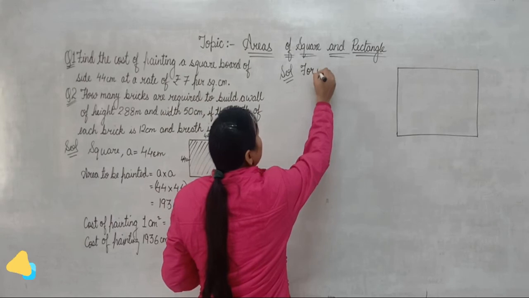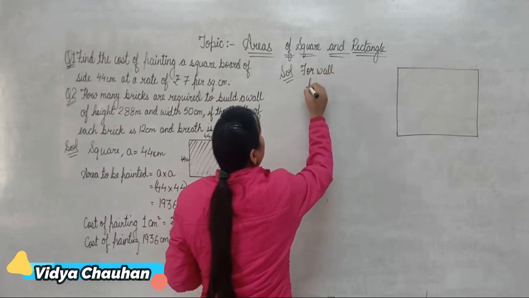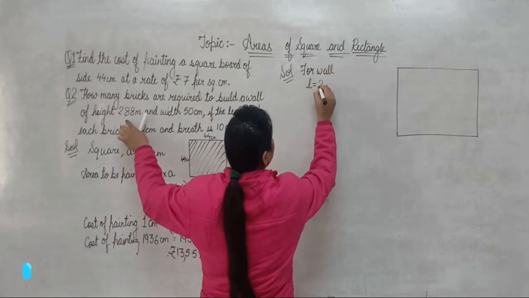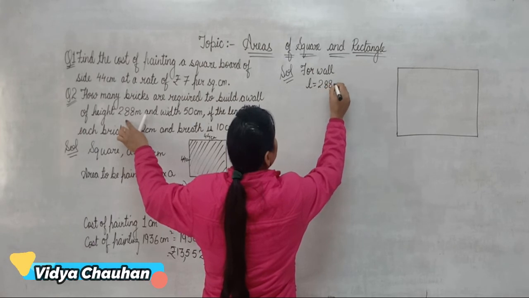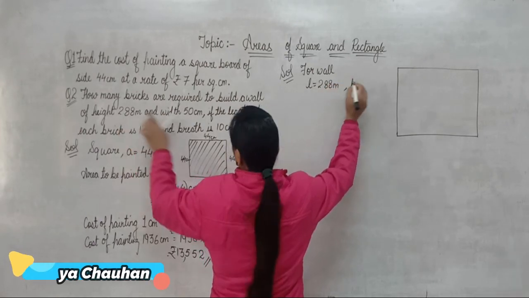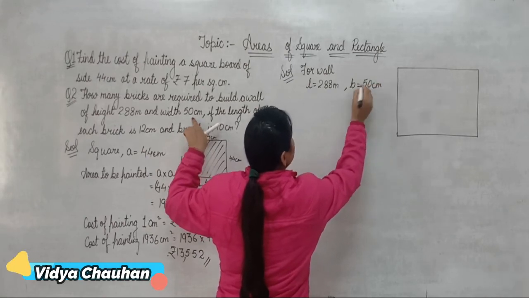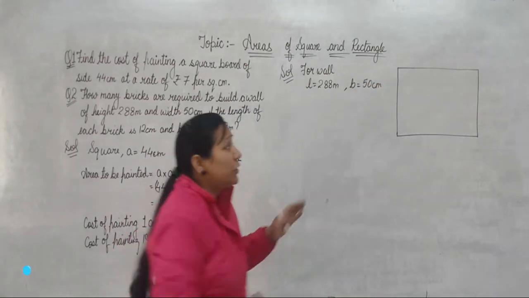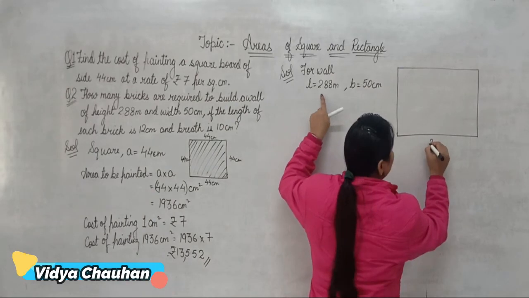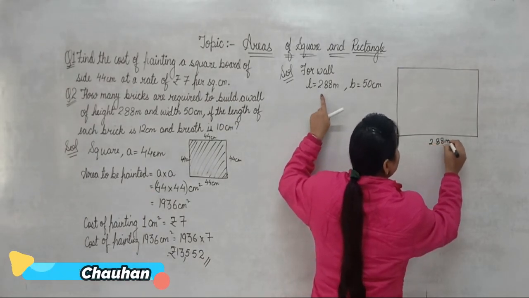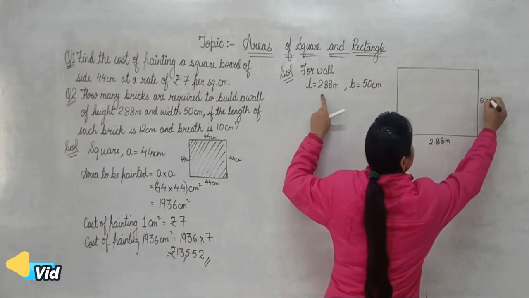What is the dimension for the wall? Now let me write it here. For the wall, the length is 2.88 meter and the breadth, that is the width of the wall, is 50 centimeter. So this is our wall with length 2.88 meter and width 50 centimeter.